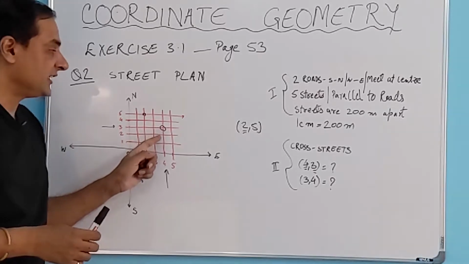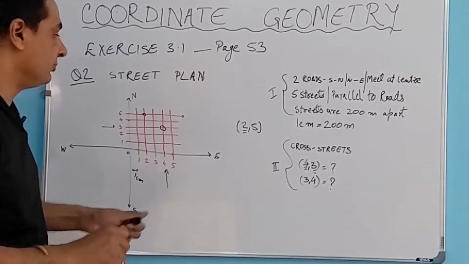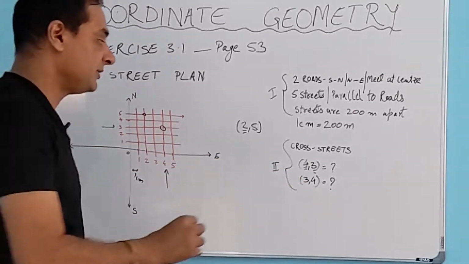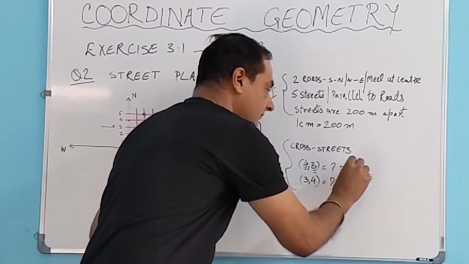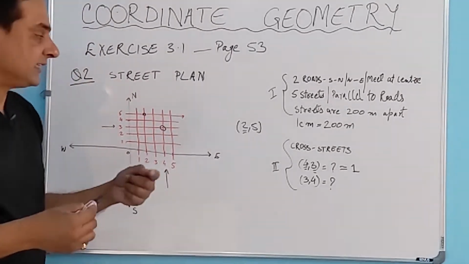So this cross street which represents 4 and 3 is only one. So we identified that how many 4 and 3 cross streets can be there? There could only be one. We can identify that. Now similarly, there is another part.